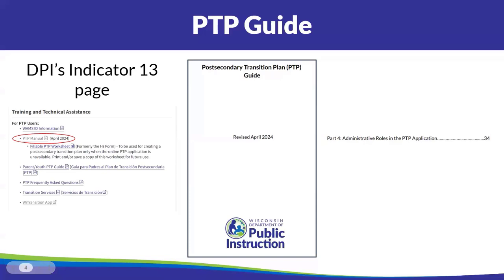A helpful resource is the PTP Guide. This was updated in 2024 and can be found on DPI's Indicator 13 webpage under the heading Training and Technical Assistance. Page 34 gives directions on the administrative roles in the PTP application. This can be helpful to district security administrators who need to assign someone new in the role of PTP application administrator.